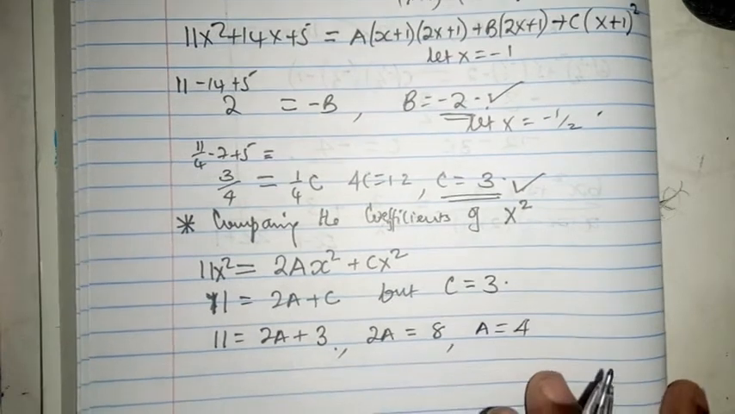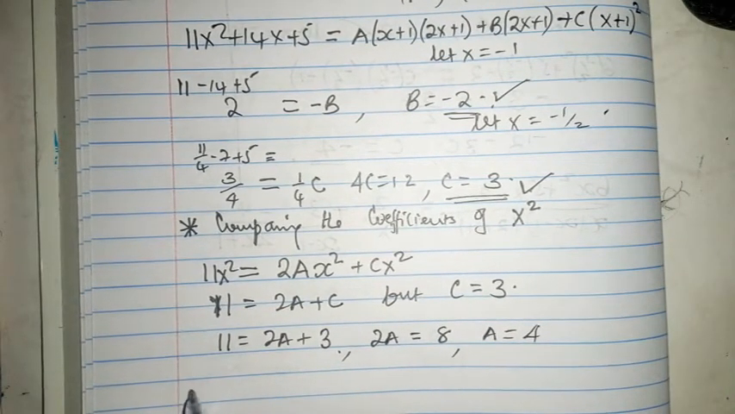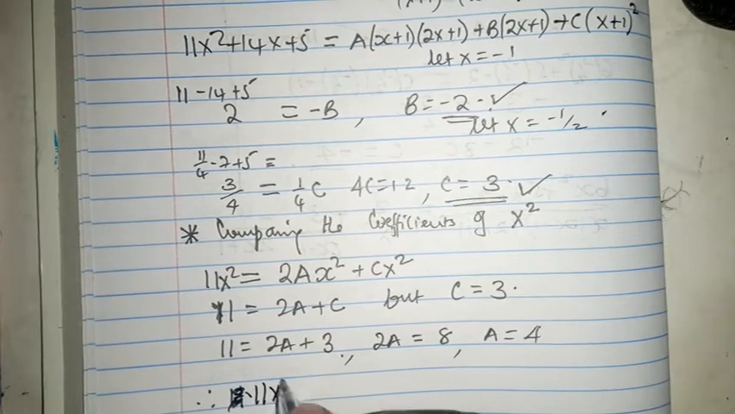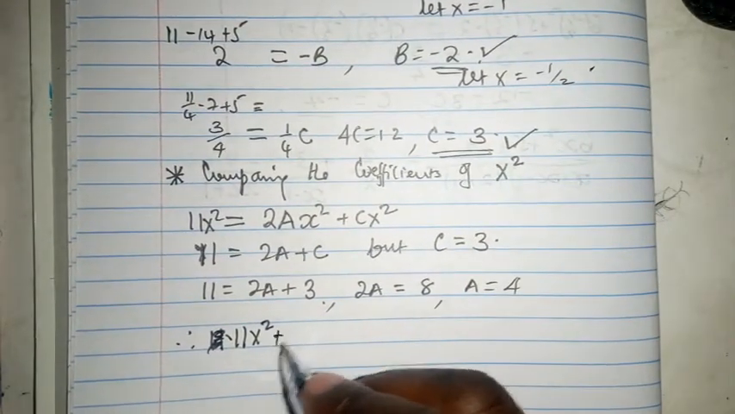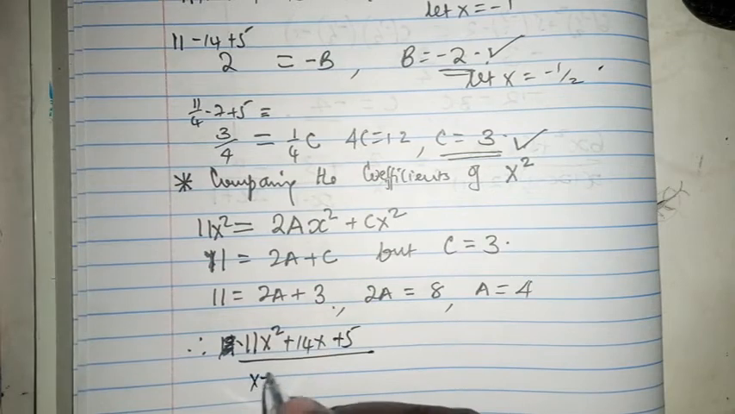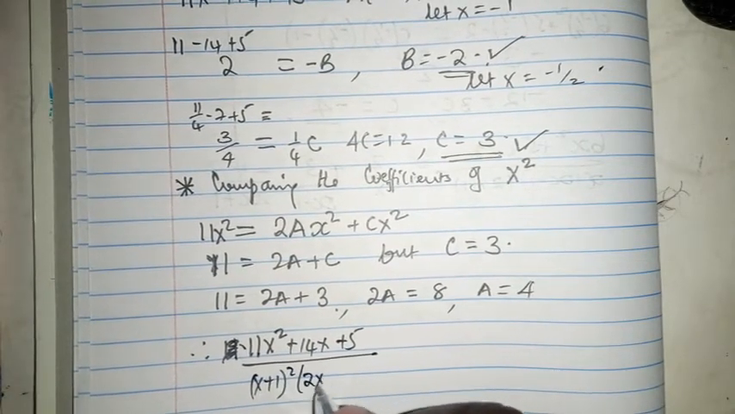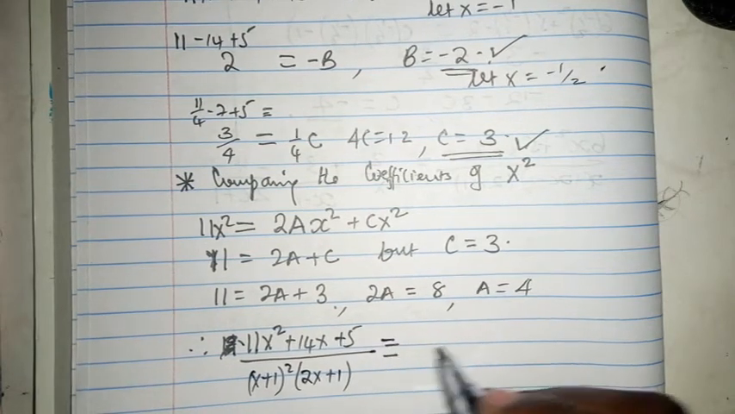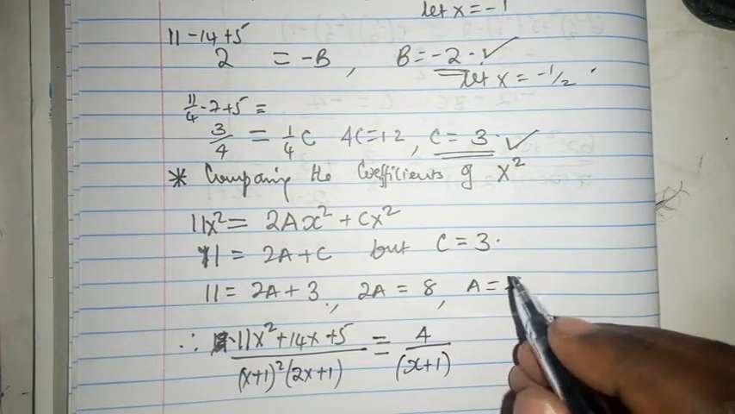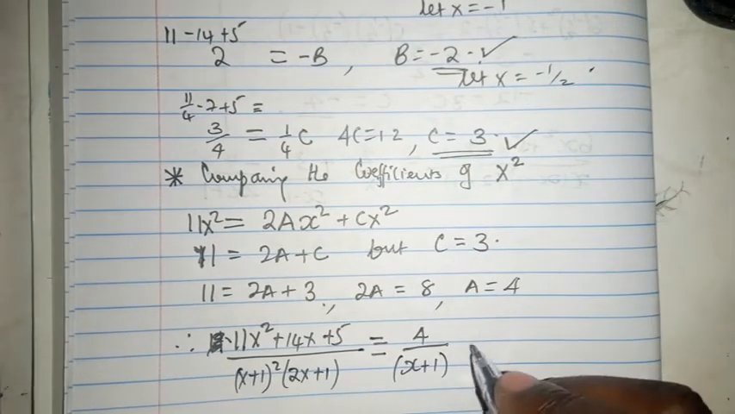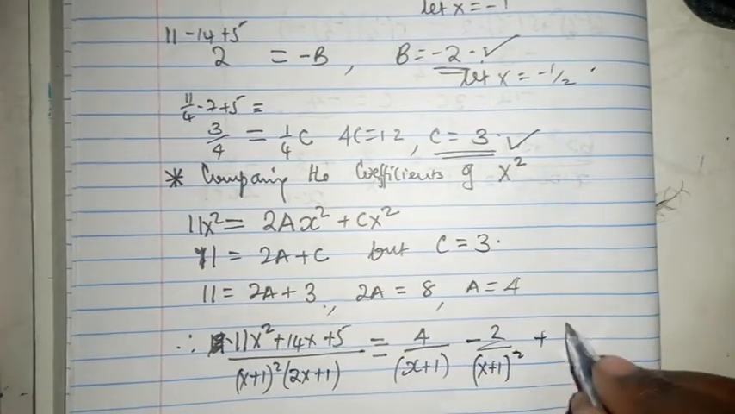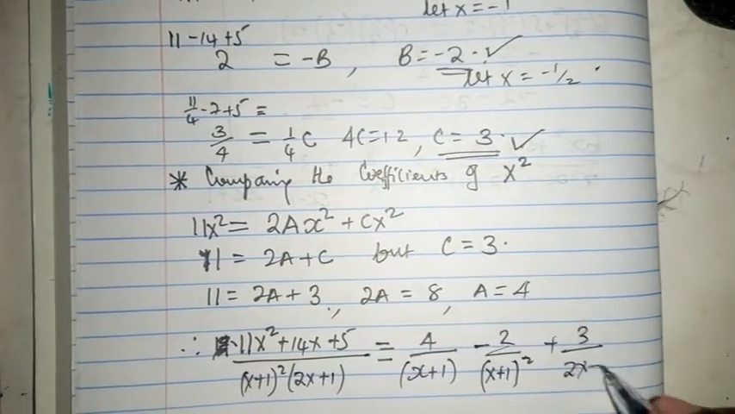So at the end of the day, we can talk of, therefore, 11x squared plus 14x plus 5 all over (x plus 1) squared (2x plus 1) can be written in terms of 4 over x plus 1 plus b, and our b is minus 2, so we have to take care there, minus 2 all over (x plus 1) squared plus c, which is 3 all over 2x plus 1.